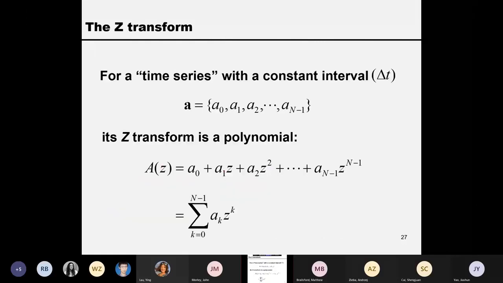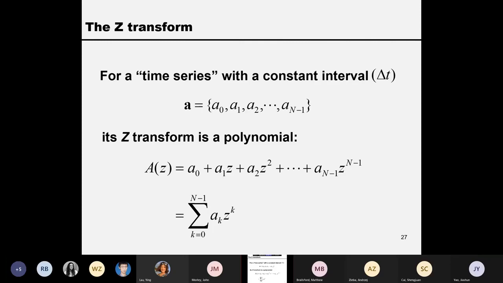Now, before we talk about the theory of Fourier transform, let's go back to a very fundamental method called the Z transform. If we understand this, even if you didn't learn Fourier transform before, or you learned the Fourier transform in terms of the integral but not the discrete Fourier transform, I think these few slides can help you understand that.